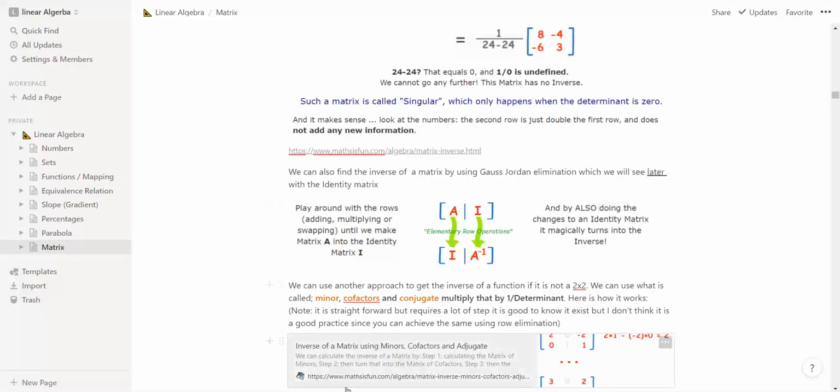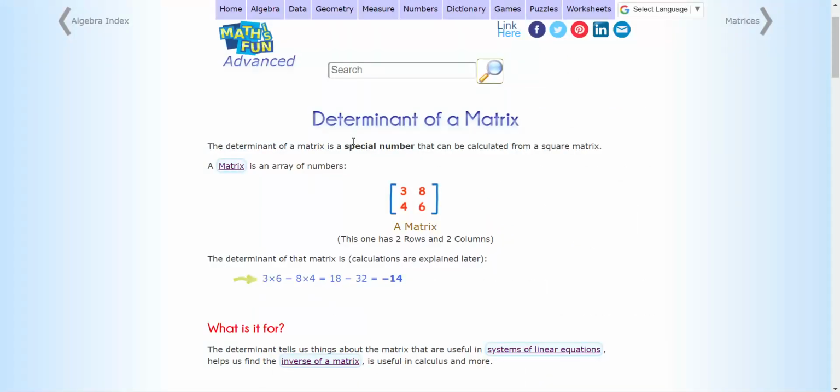So in the last video we decided to talk about the determinant of a matrix. We know what the determinant is from our previous videos. We know the determinant for a 2 by 2 matrix is 3 multiplied by 6 minus 8 multiplied by 4. So when we have this cross, we multiply one diagonal and subtract the multiplication of the other. Anyway, that's the determinant of a matrix.